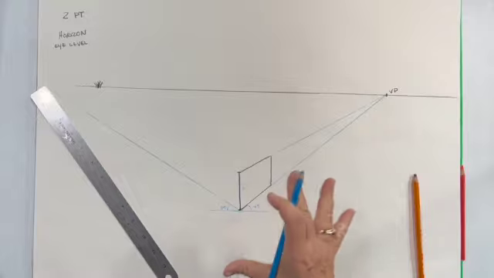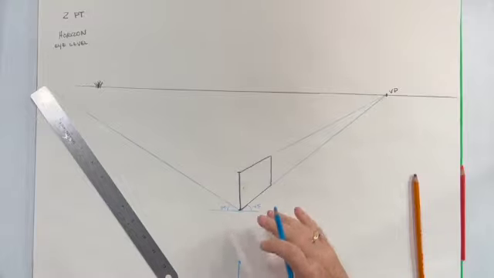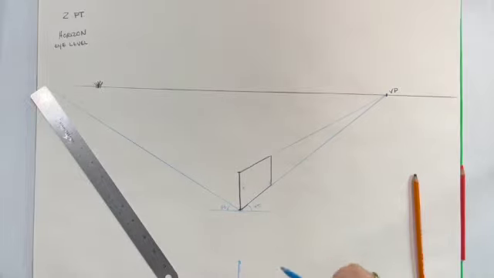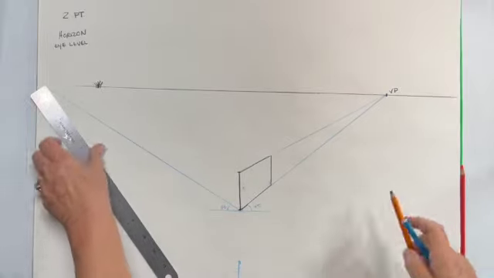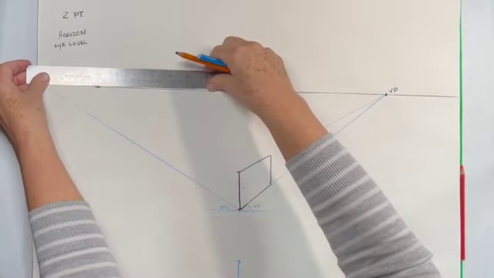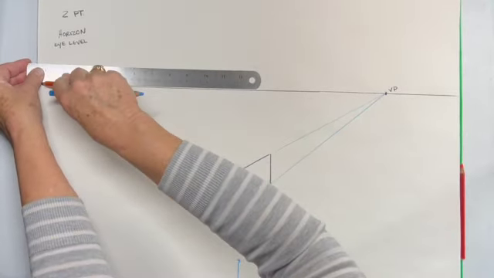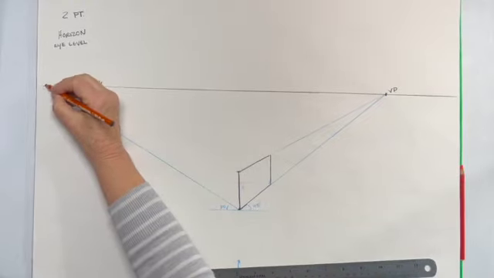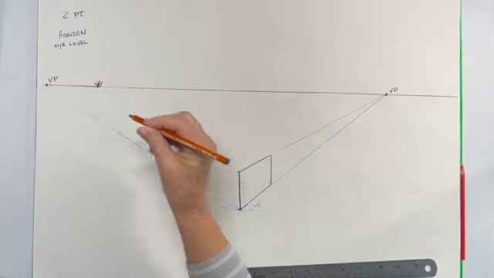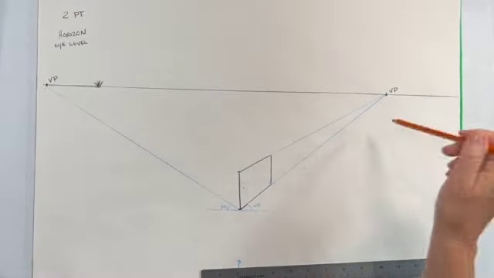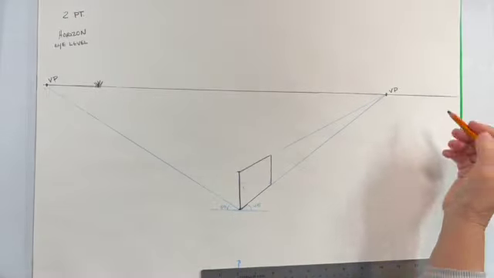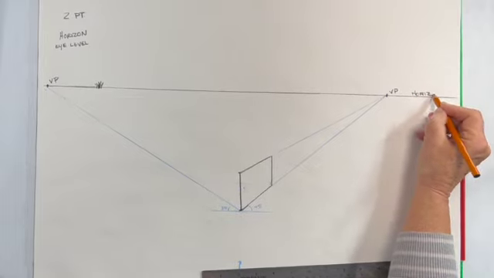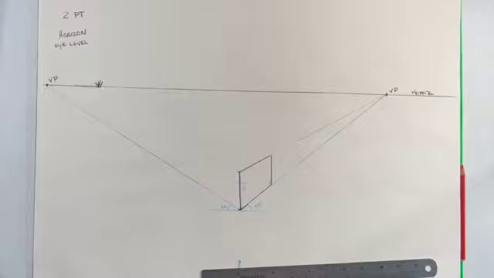Now these angles change on every box that you have depending on how high above it you are, what your viewpoint is. That's the most important thing. So that one goes off to the horizon over here. There is our second vanishing point. So now you see we have two vanishing points, 2-point perspective. And here's your horizon line. Now we've determined this side.